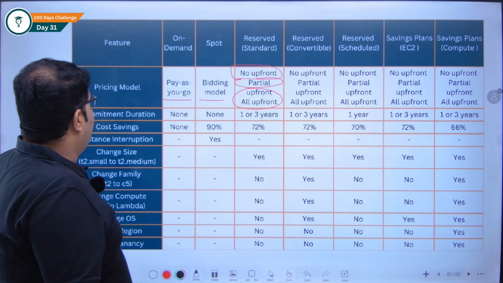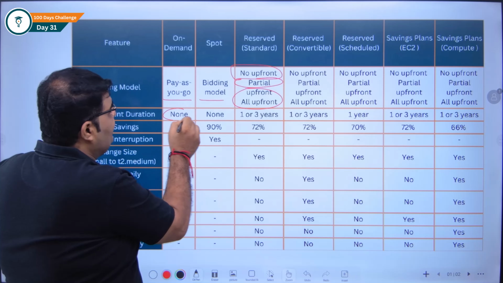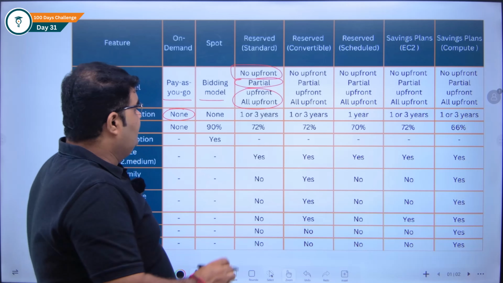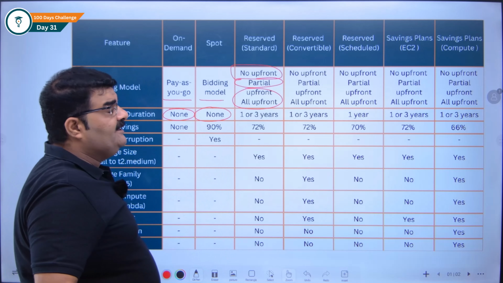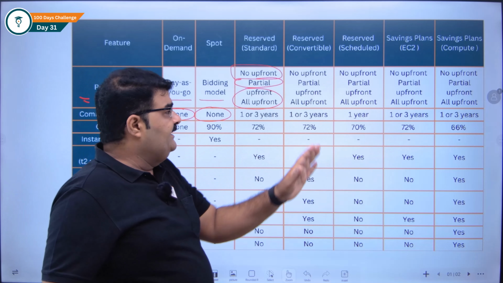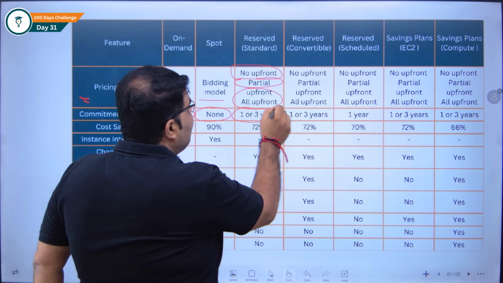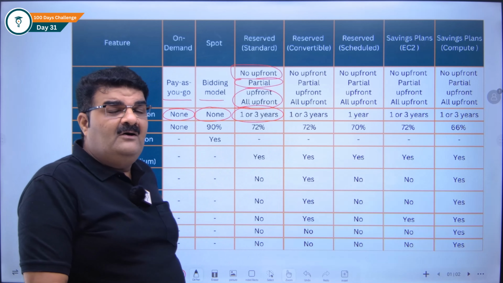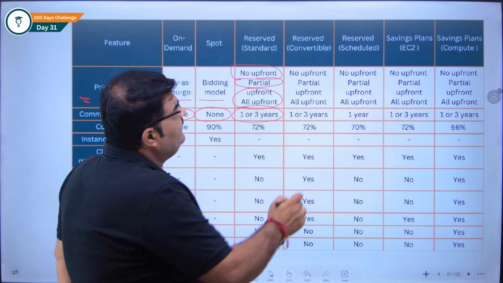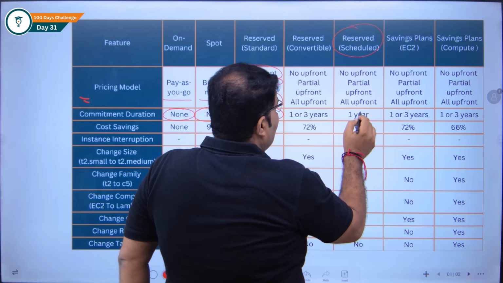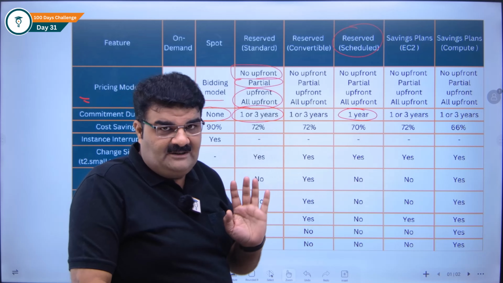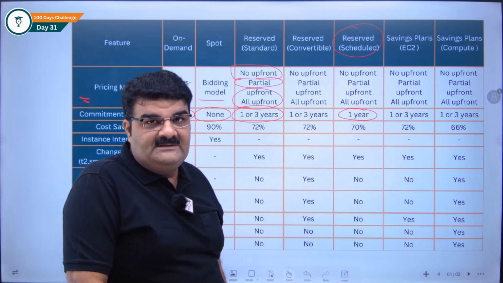When we are using on-demand instance, we are not giving any commitment. We can delete our instance anytime and create anytime. In the same way with spot, we are not giving any commitment. But when we are using reserved or savings plan, we are giving a commitment of minimum 1 year or maximum 3 years. One thing that you need to remember: when we are creating scheduled reserved instance, we have only a 1 year commitment. We don't have a 3 year commitment for scheduled reserved instance.